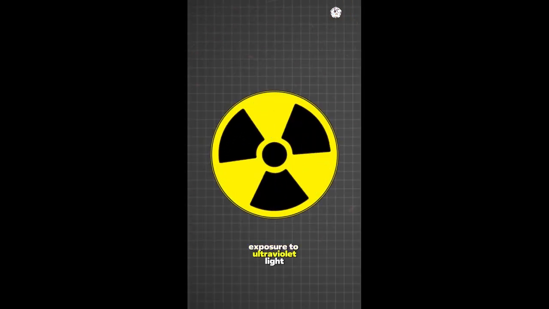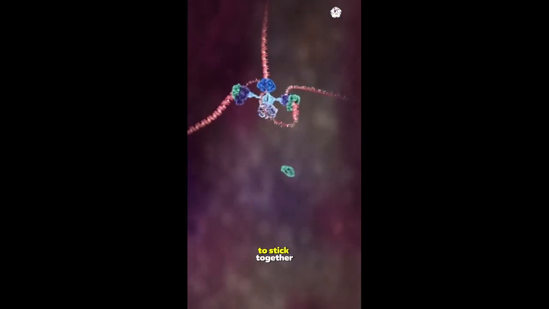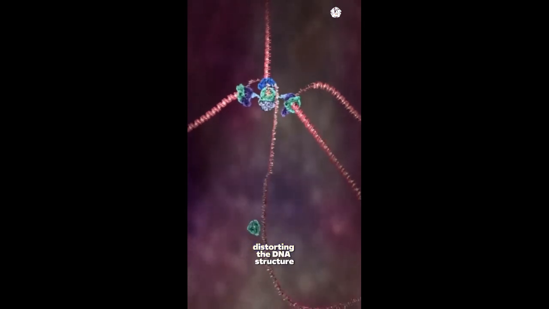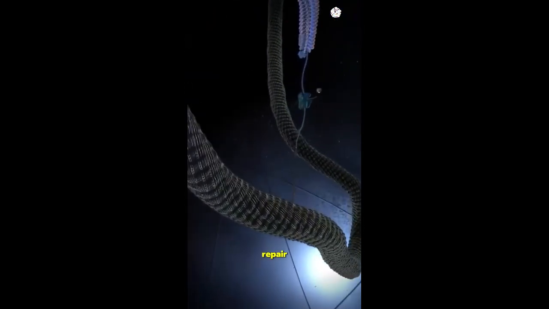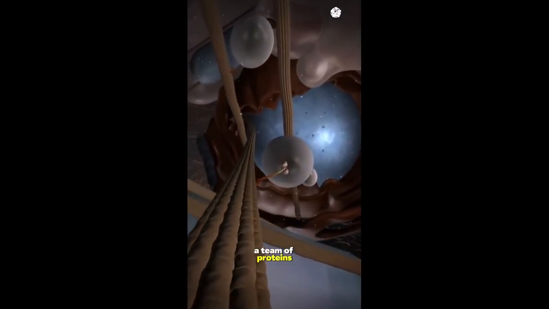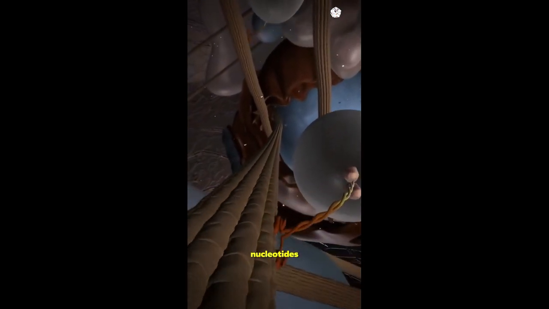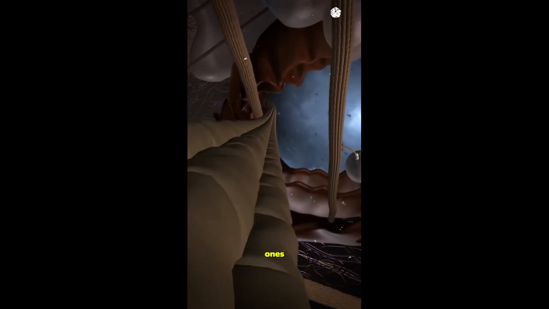Exposure to ultraviolet light can cause adjacent nucleotides to stick together, distorting the DNA structure. This kind of damage is addressed by nucleotide excision repair. In this process, a team of proteins removes a segment of about 24 nucleotides and replaces it with new ones.